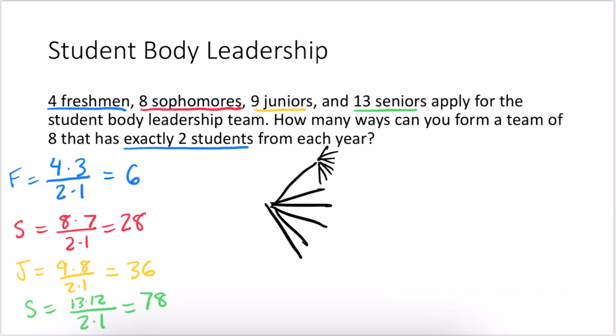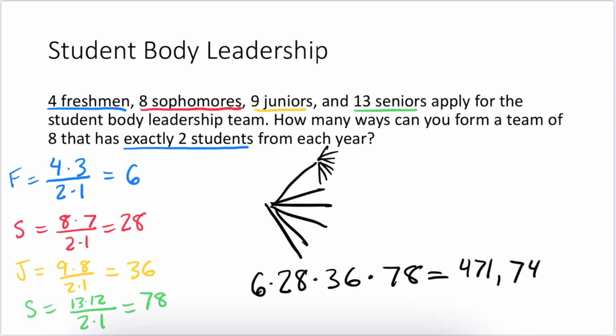So the way that you would calculate the number of ways you can form a team of 8 is you would take the number of ways you can choose your freshmen, multiply by the number of ways you can choose your sophomores, multiply by the number of ways you can choose your juniors and your seniors, and if you multiply all of those numbers together, you get that there are 471,744 ways that you can form a team of 8 that has exactly 2 students from each year.